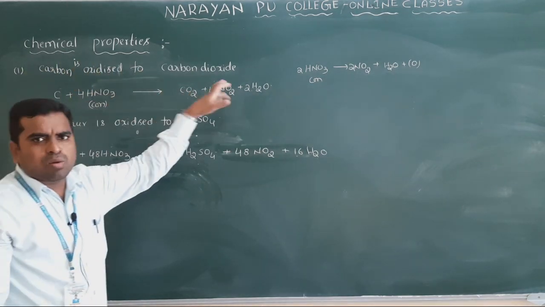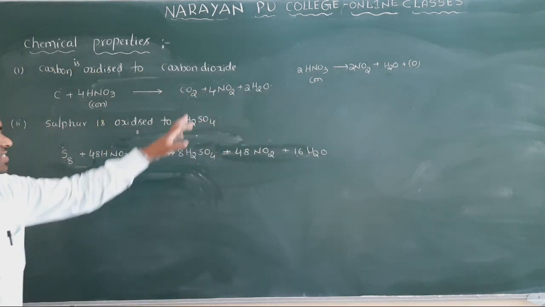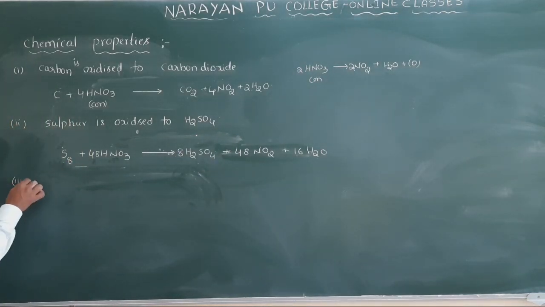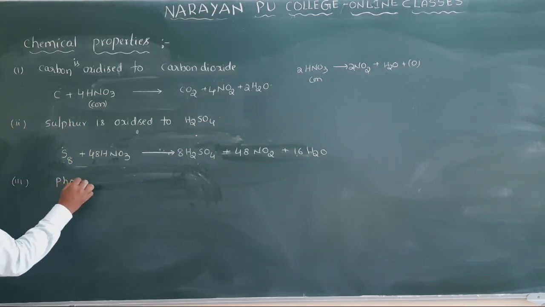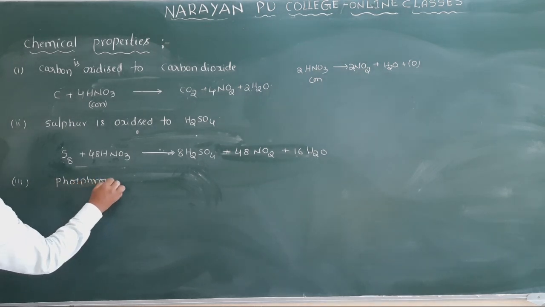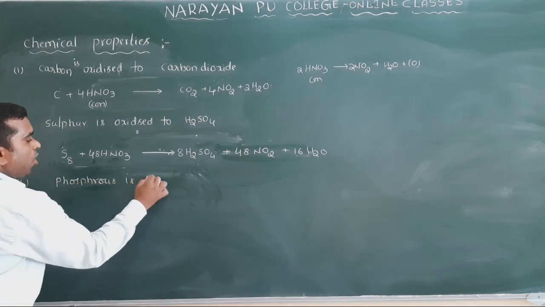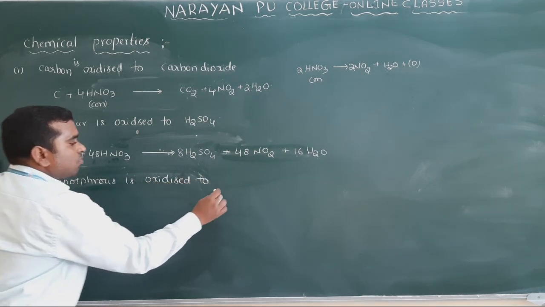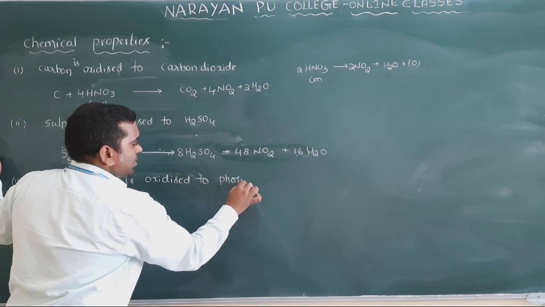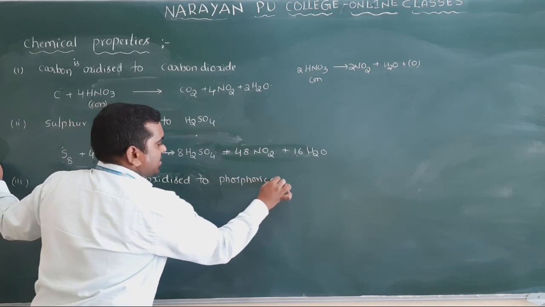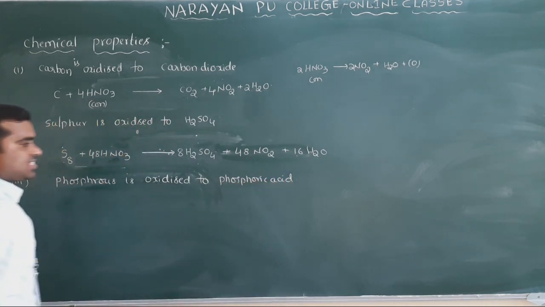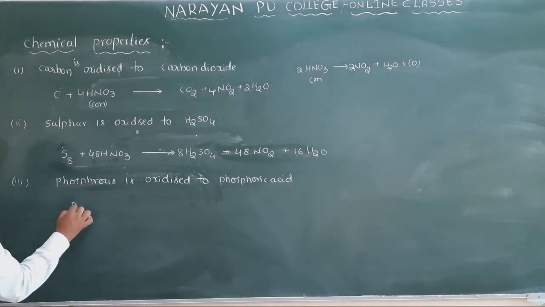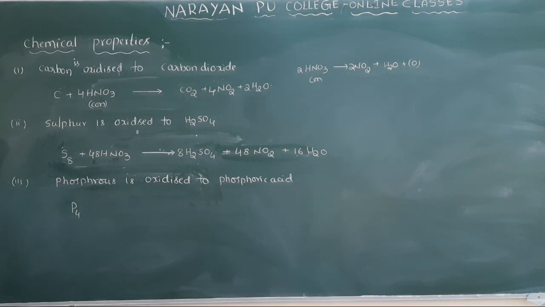Carbon is oxidized to carbonic acid, that is CO2 plus H2O, which we will call carbonic acid. Clear? Next one. Phosphorus is oxidized to phosphoric acid. What is the formula of phosphoric acid? H3PO4. Clear? See right here, phosphoric acid means phosphorus is available in the form of P4.